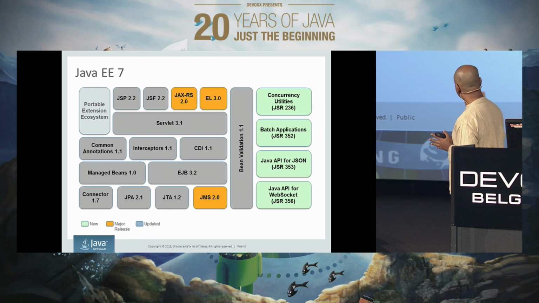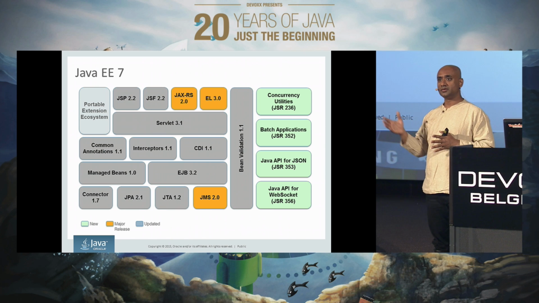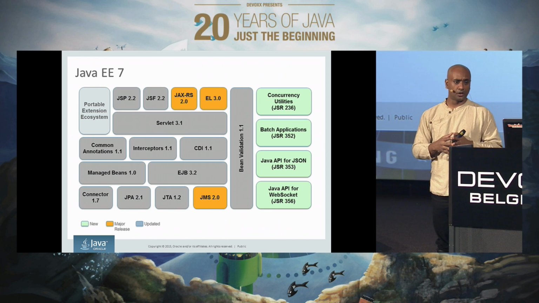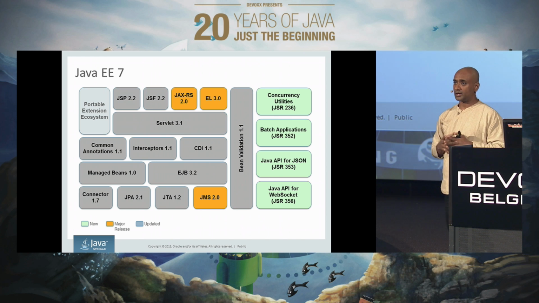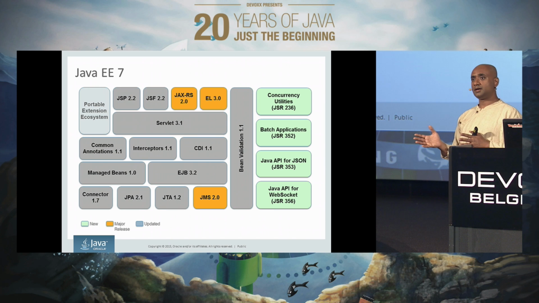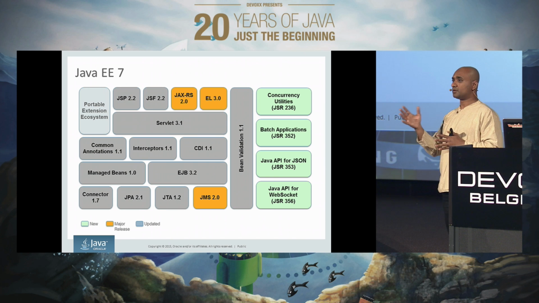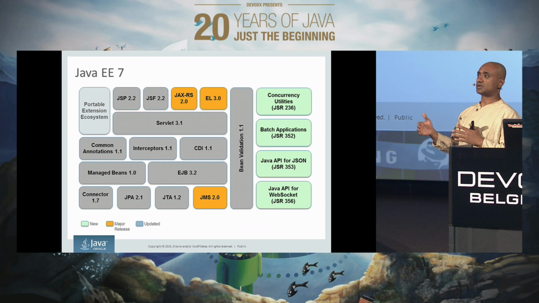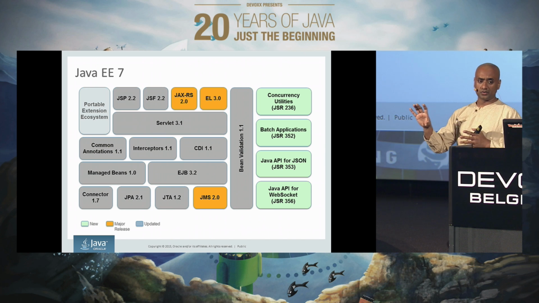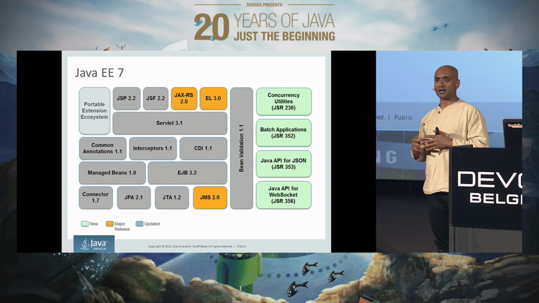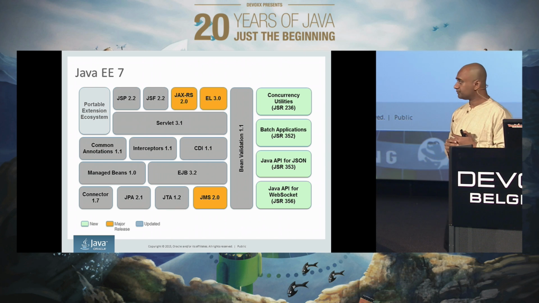Some new APIs were added. These are brand new use cases that the platform now supports. Examples of these would be the concurrency utilities for Java EE, the batch applications API, Java API for JSON, and Java API for WebSocket. As you can see, batch applications and concurrency utilities are more towards the enterprise space. The JSON support, as well as things like WebSocket, clearly is more along the lines of HTML5 support.